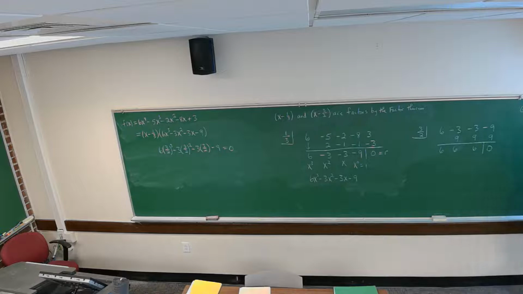Minus 9 plus 9 is 0. And you box the last number. That's the remainder. Remainder is 0, just like we expected. Okay.